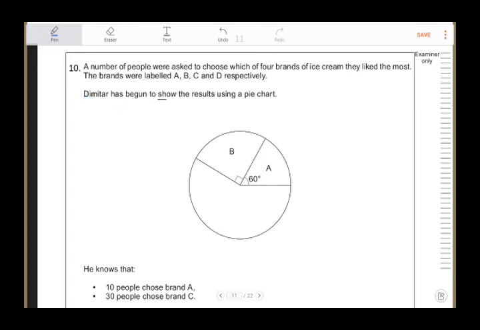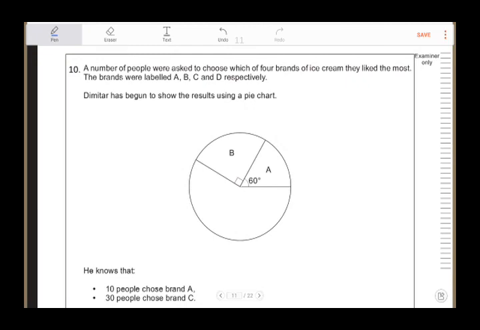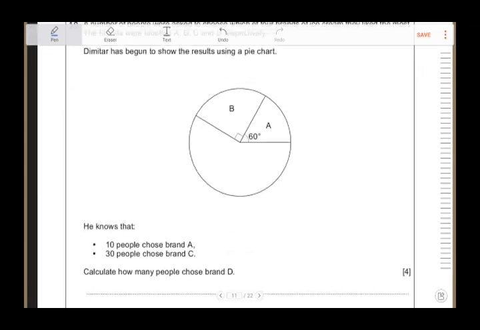Dimitar has begun to show the results using a pie chart. So obviously at first glance we knew it was a pie chart, and he started to create it. So he's done the piece for A and he's done the piece for B. We can see the angle for A is 60 degrees and we can see the angle for B because we know that means 90 degrees. Let's have a look at the rest of the question.